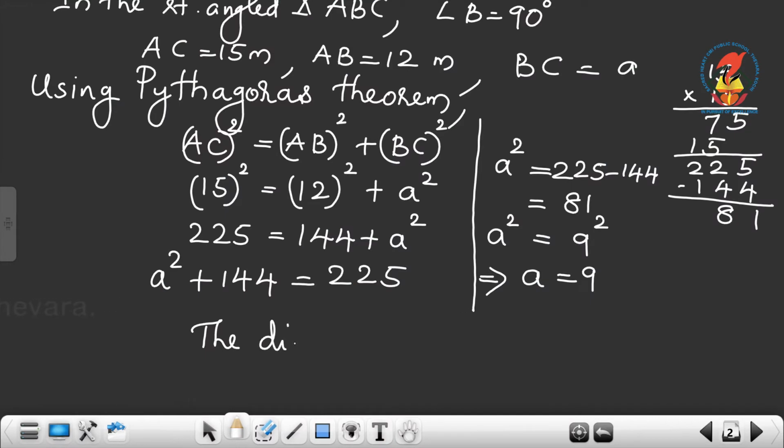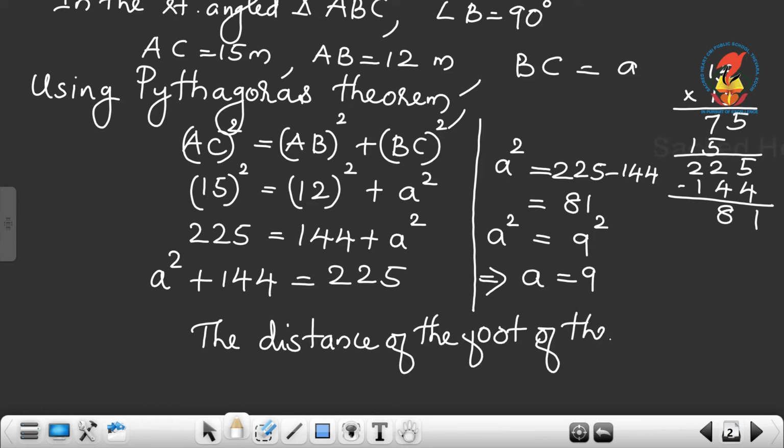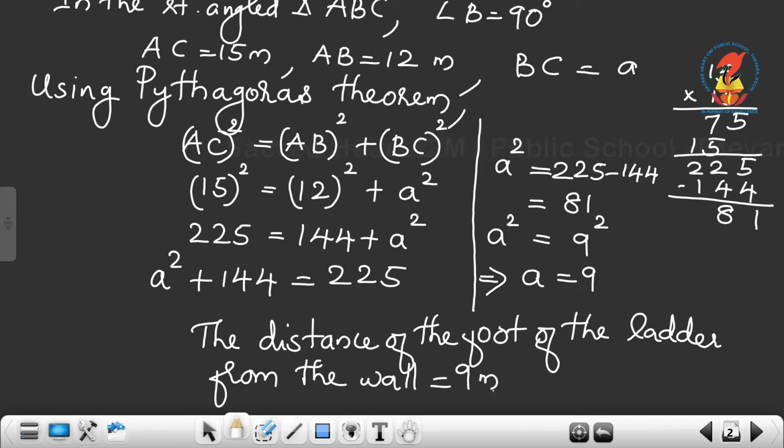The distance of the foot of the ladder from the wall is equal to 9 meters.